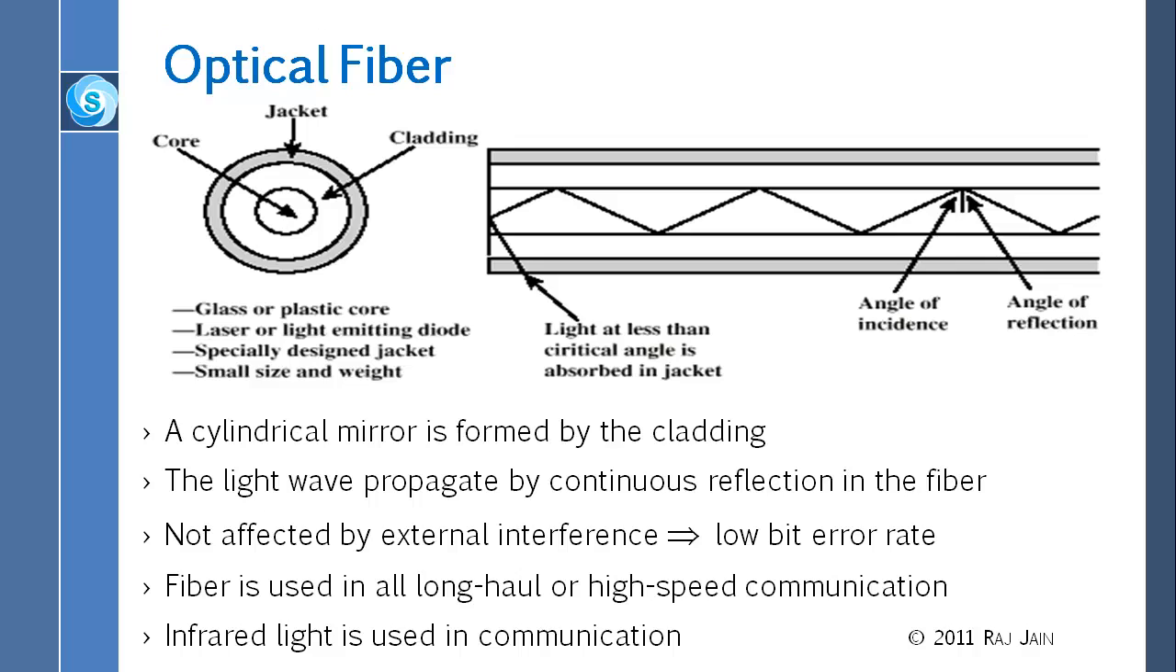Actually, there is a core, there is a cladding, and then there is a jacket, which is simply this plastic thing, so that you don't basically get into the glass. But basically that's it. There are two types, core and the cladding. And the light is propagated by reflection, not affected by external interference.